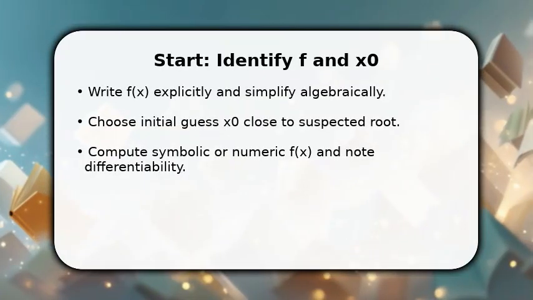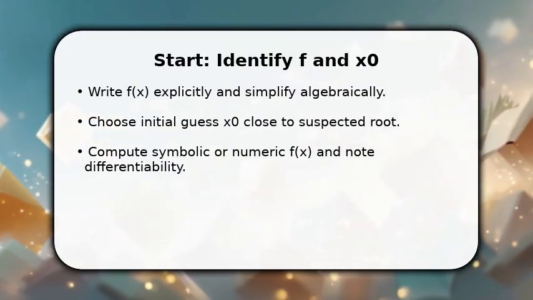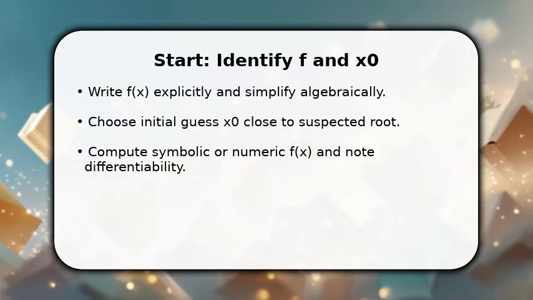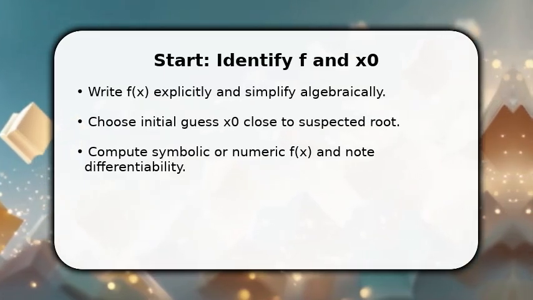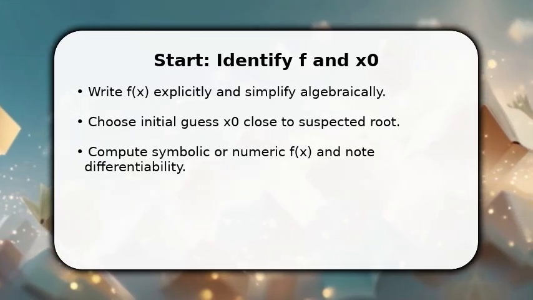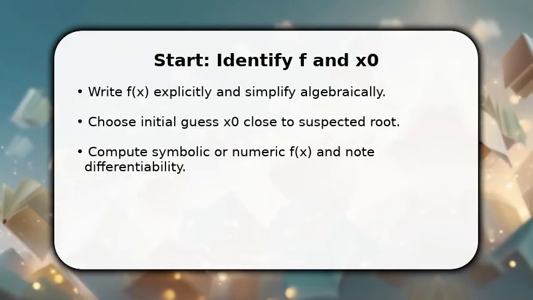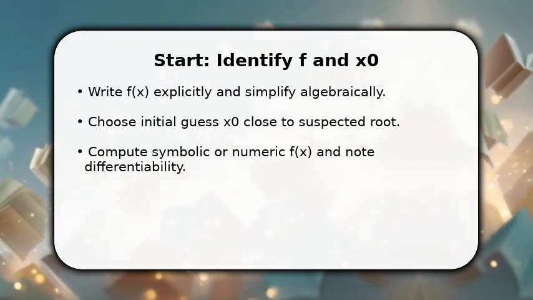You begin by writing the function f(x) clearly and simplifying any algebra. This makes differentiation easier. Once written, pick an initial guess x0 near the root you expect, because convergence depends on it. Now check that f is differentiable on an interval around x0. If not, pick a different function form or interval.